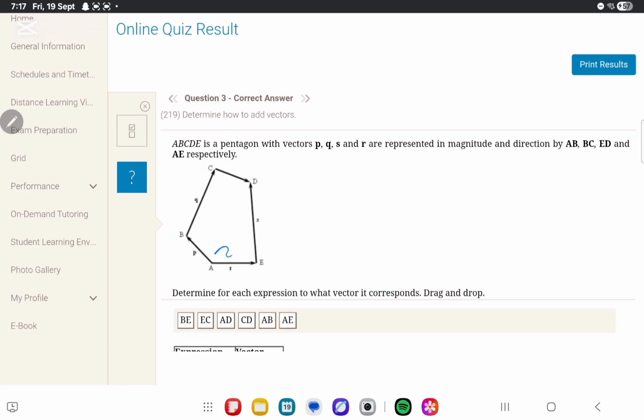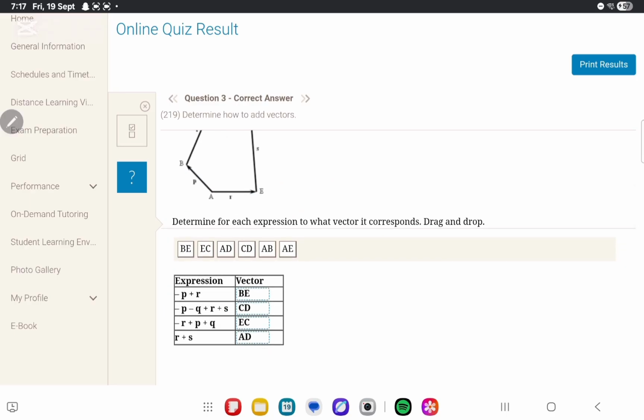So here I have P going this direction, right? But negative P will be going in the opposite direction. So P is A to B, right? This is P. So negative P will be from B to A. So this is negative P, right? I'll rewrite it. So negative P. Okay, and then plus R like this. R is the same. So it's going to be BE.